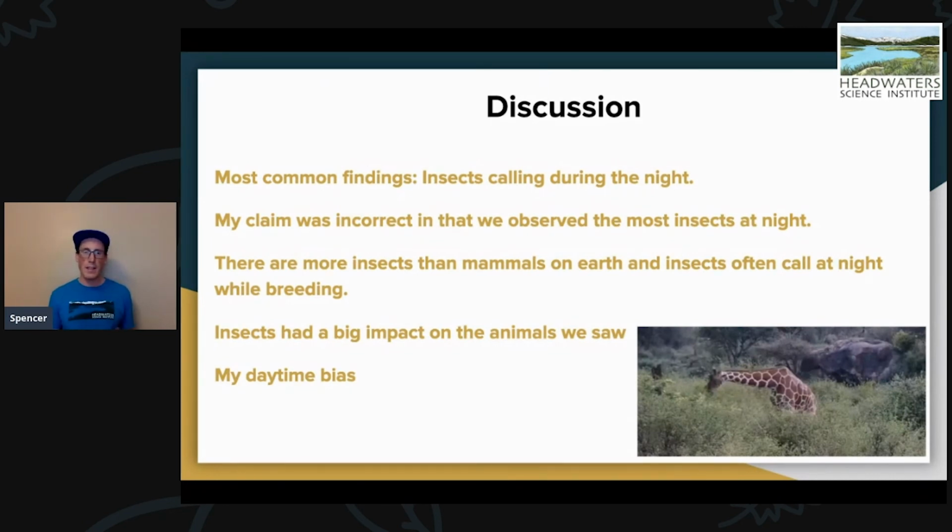It seemed like the insects were really having a big impact on what the animals do. Maybe they would swish their tail or not stay too long in one place because there would always seem to be some type of fly or mosquito landing on and biting these animals.